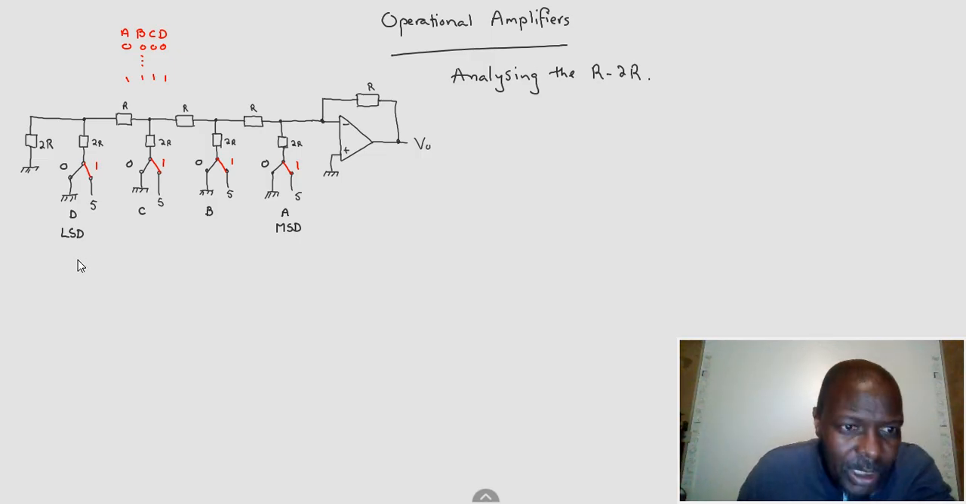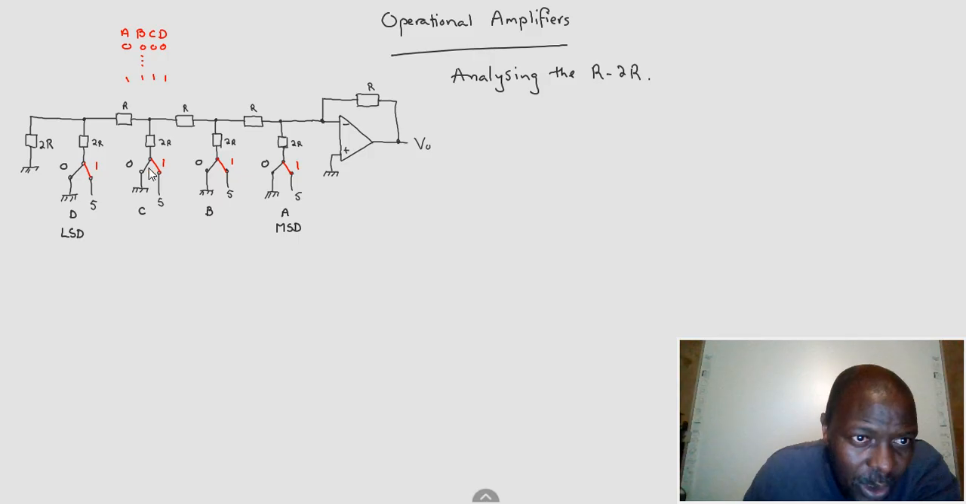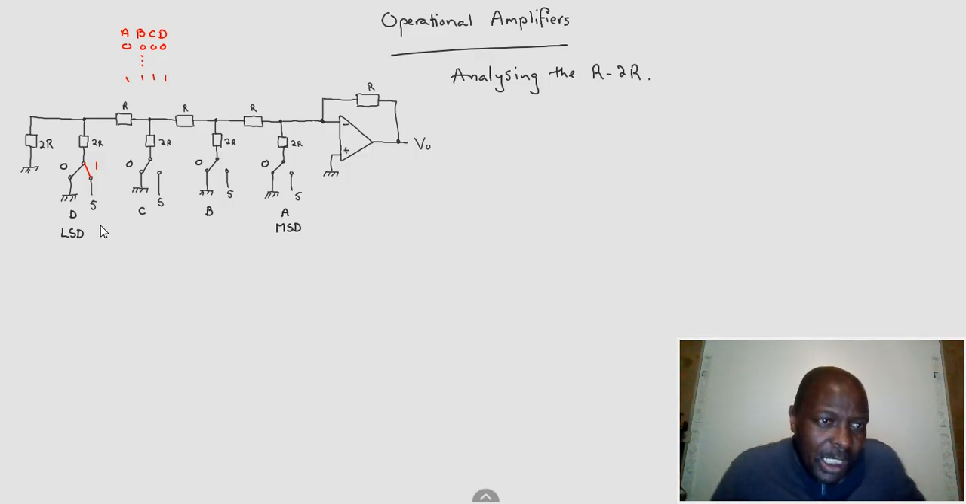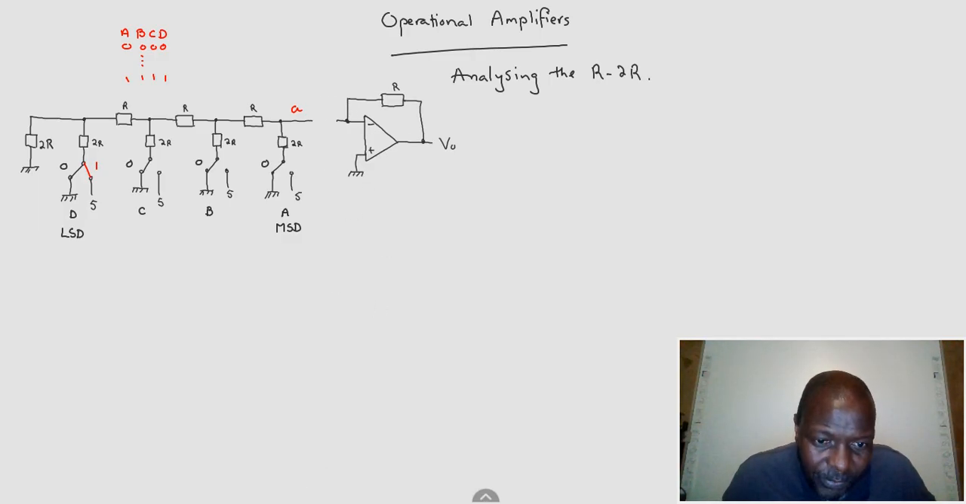What I'll do is this. Let's start with the LSD, and say only the switch is closed there. The rest are open. So what does it mean? It means we have to analyze what the LSD contributes. Let's say this is point A, the point of supply, the output that will be fed into the op-amp. Let me detach the op-amp a little, and say this will be fed into the op-amp. This is the output.